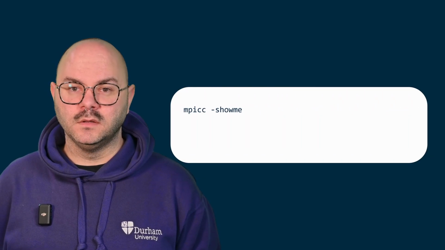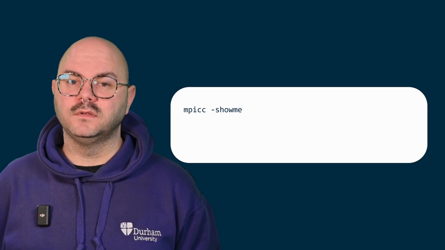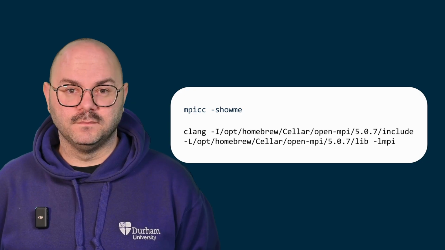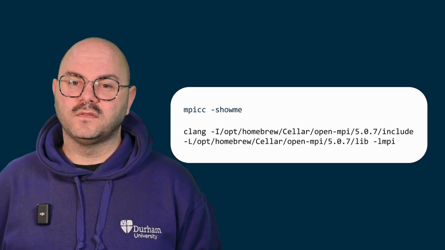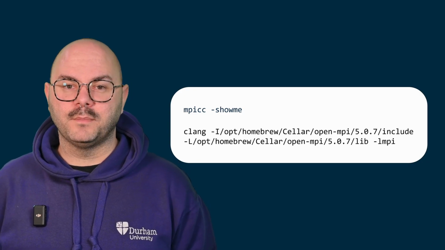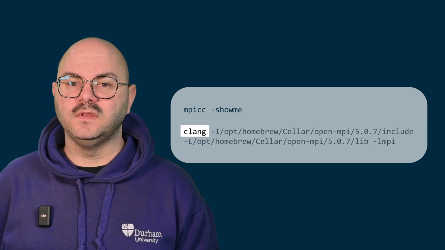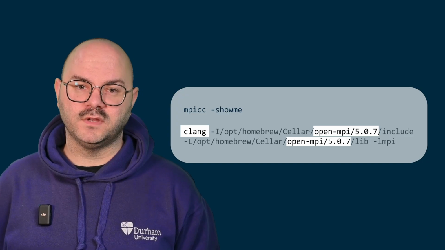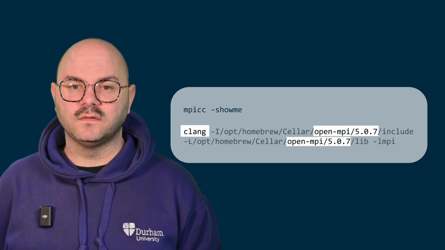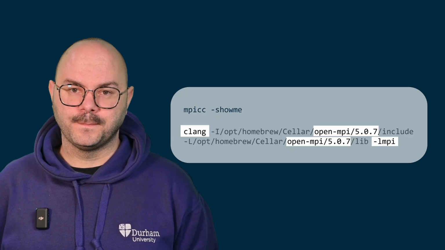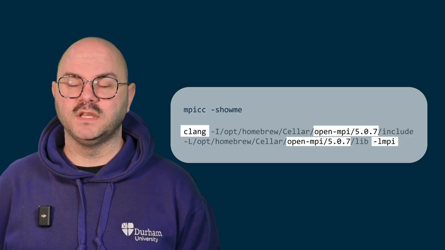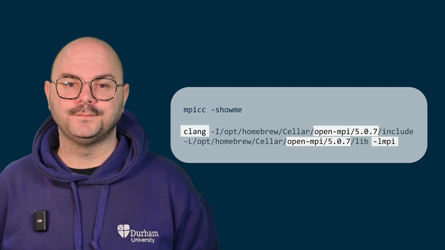If you run mpicc --showme, you will see the flags that are passed to the underlying compiler. On my machine, it looks like this. Thus, the mpicc command is a wrapper around Clang that includes the MPI libraries, specifically OpenMPI 5.0.7, and the associated flags, -lmpi. On different machines, you may have dramatically different configurations for the mpicc command.